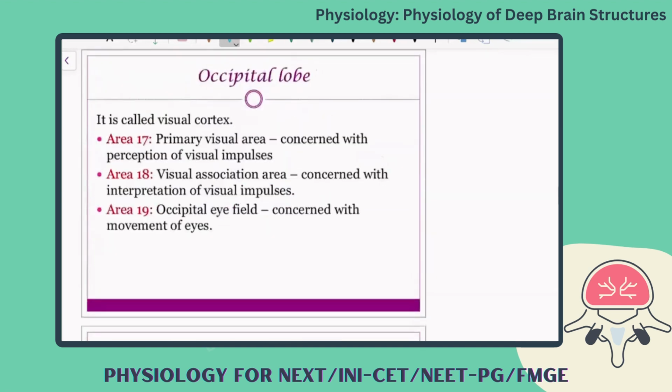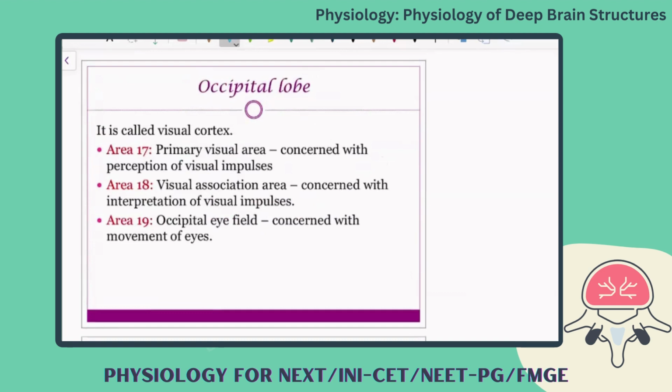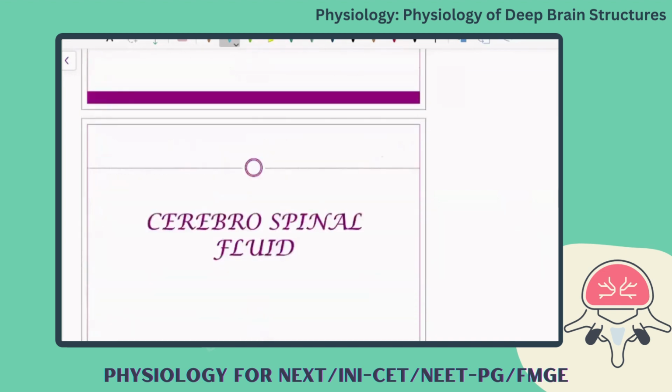So this is how you will identify the lobe involved in the defect. And then the occipital lobe, one and only for visual function. The primary visual area is area 17, area 18 is the association area, and area 19 is the occipital eye field. 17, 18, 19 for vision. So up to this, the cerebral cortex is over.